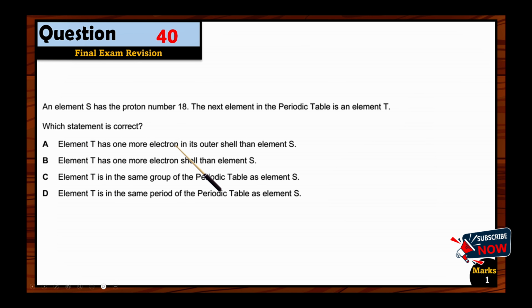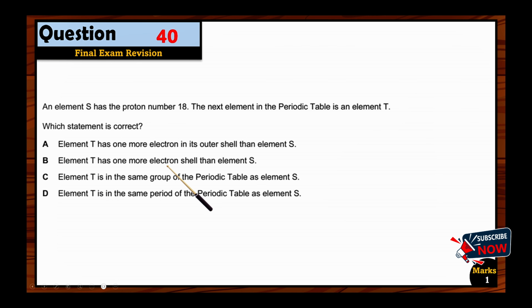Element T has one more electron in its outer shell than element S. Element T has one more electron, but not in its outer shell. Because in the outer shell of argon, we have 8 electrons because it belongs to group 8, but potassium belongs to group 1. It has only 1 electron. So it means this statement is wrong.